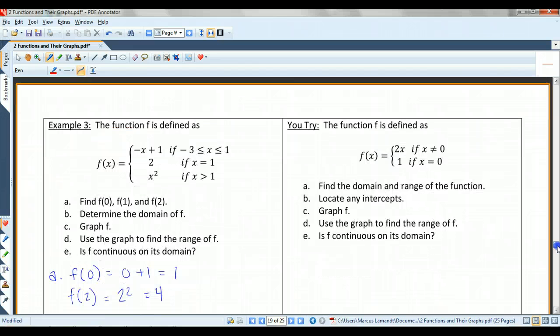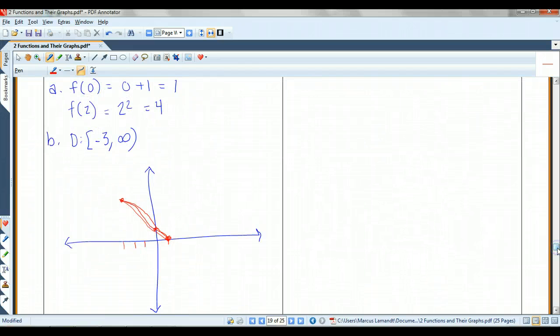f of x equals 2 if x equals 1. So, at x equals 1, y equals 2. And I just realized I made a little mistake. Sorry about this, you guys. Hope maybe some of you caught it. This should be an open circle, not a closed circle. This one's a closed circle.